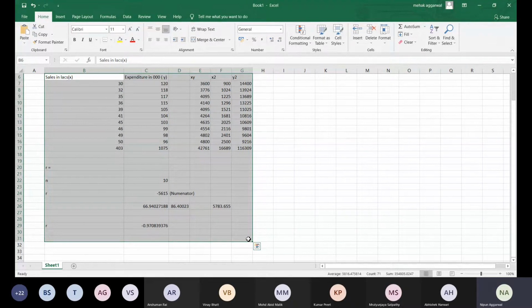Any doubt in this? You have to remember the formula: r is equal to n summation xy minus summation x summation y, whole divided by under root of n summation x square minus summation x whole square, into under root of n summation y square minus summation y whole square.